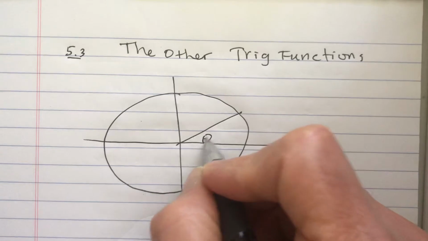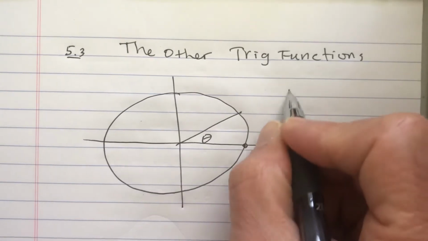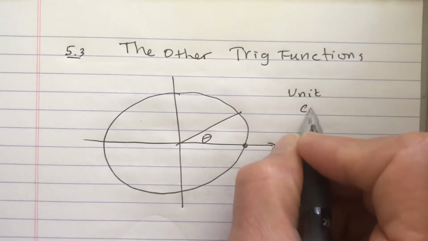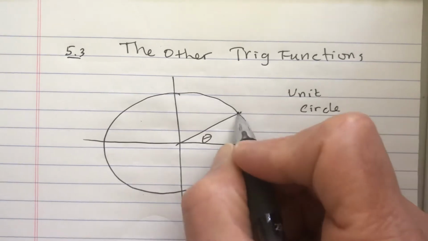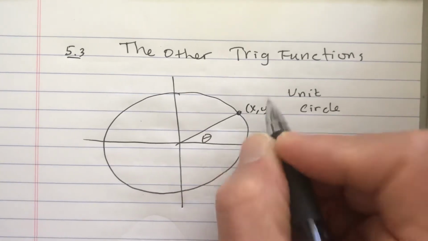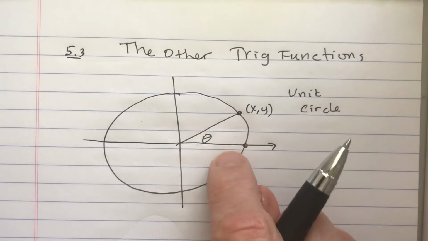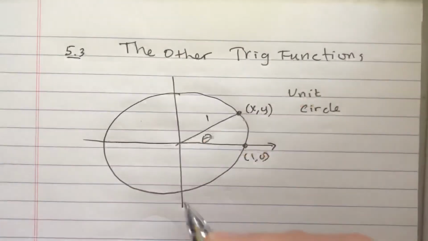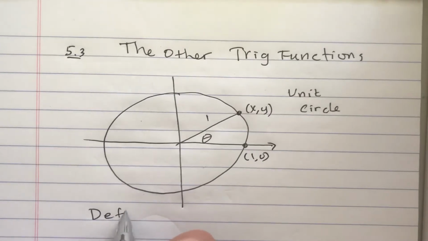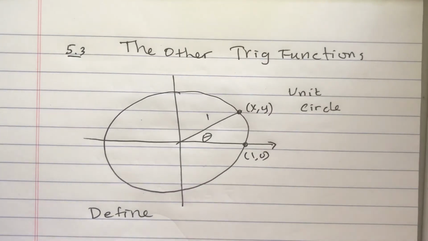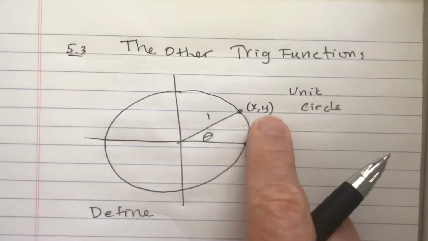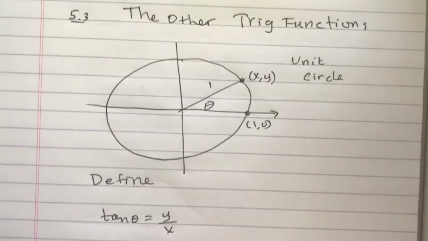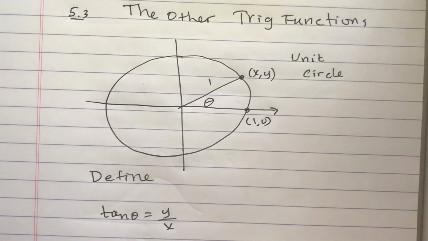So if I have an angle theta, and this is a unit circle, and we have a point (x, y) where the terminal side of the angle meets the unit circle, then we define the trig functions as follows. Tangent theta is equal to y over x. So you take the y coordinate divided by the x coordinate, that's tangent theta.